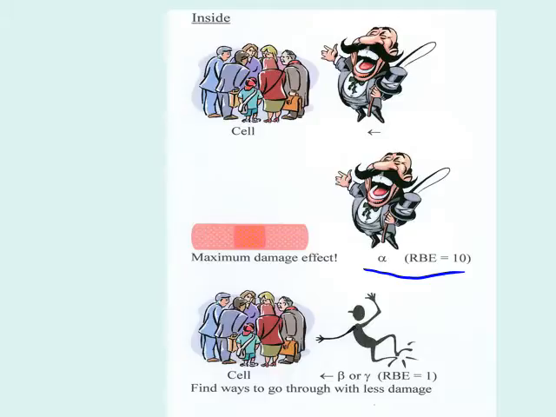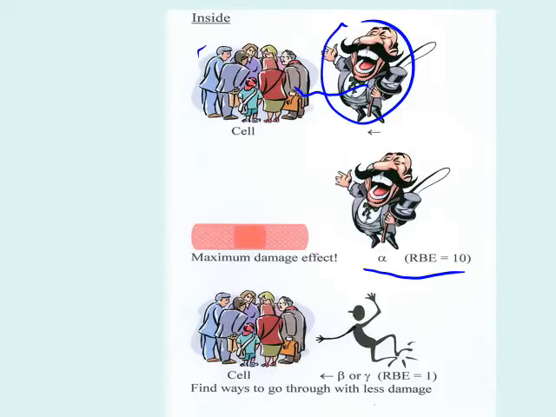Again, we can understand it like this. There are quite a few cells. If these represent cells, as alpha goes through the cells, it's going to knock off electrons from different cells, and the cells would lose their activity. It's like this is the big guy, trying to go through the crowd, and he's going to knock people off on the right side as well as the left side. So it causes a lot of damage.